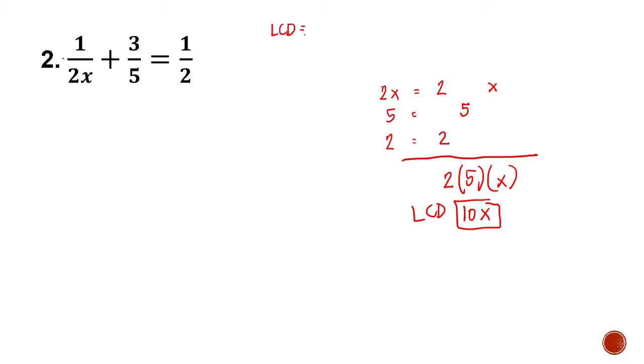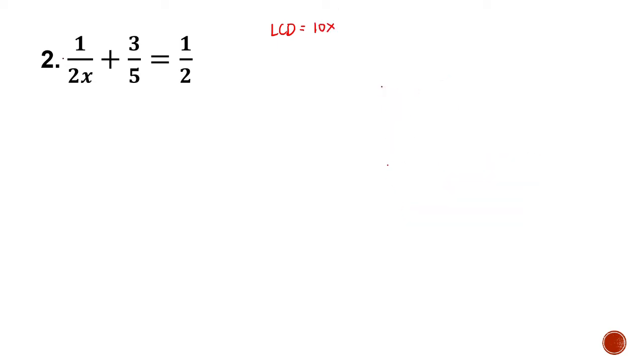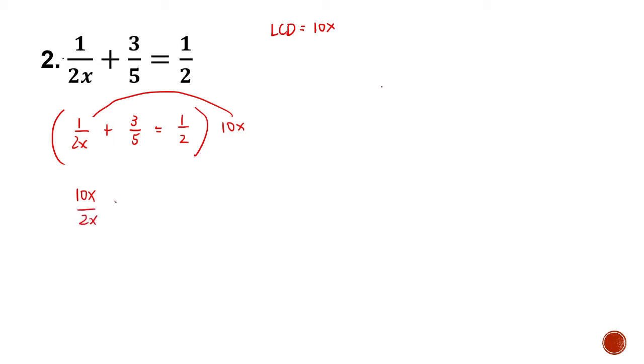So gets po ba? Ang LCD ng rational equation na to ay 10x. So after getting the least common denominator, we are going to multiply it to all the terms in the equation. So 10x times 1 over 2x, that is 10x over 2x, plus 10x times 3 over 5 is 30x over 5. Next, 10x times 1/2 is 10x over 2.